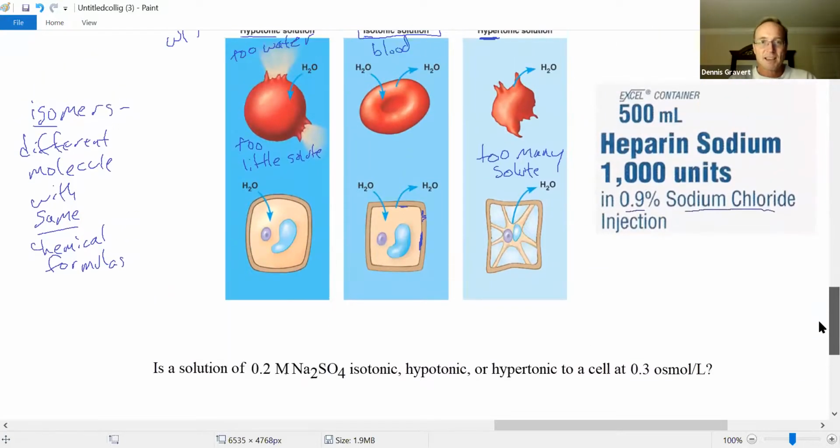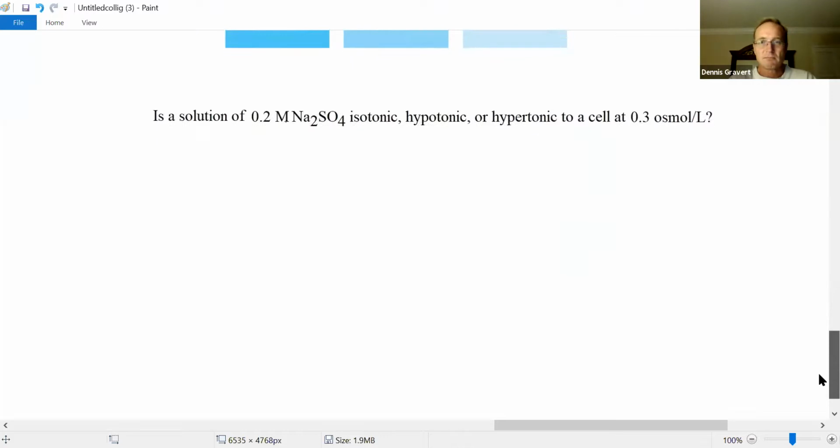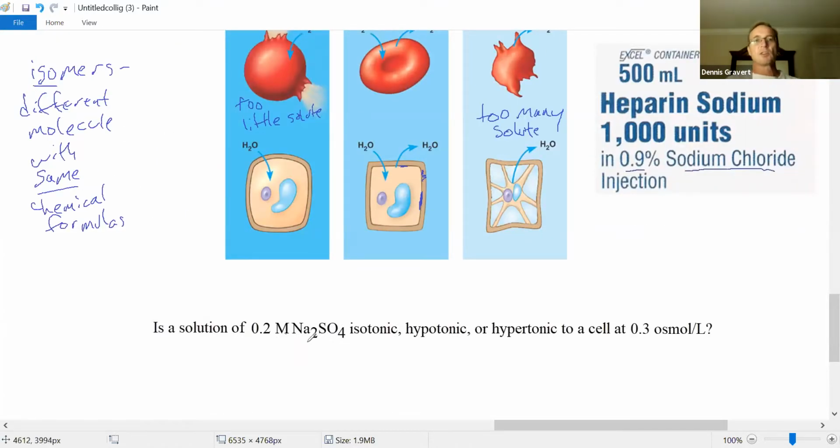Okay, and so there might be something like this. As a sample problem: is a solution of 0.2 molar sodium sulfate isotonic, hypotonic, or hypertonic to a cell at 0.3 osmoles per liter? I did a quick calculation. 0.9% sodium chloride is about 0.3 osmoles per liter. The 0.9% is probably a weight volume percentage. We talked about that measure of concentration. So I changed it to osmoles per liter with 2 ions, sodium chloride. Anyways, that's the question. What if this solution's exposed to these cells, plant or red blood or whatever cell? Would this environment be isotonic, hypotonic, or hypertonic to that cell if the cell is at 0.3?